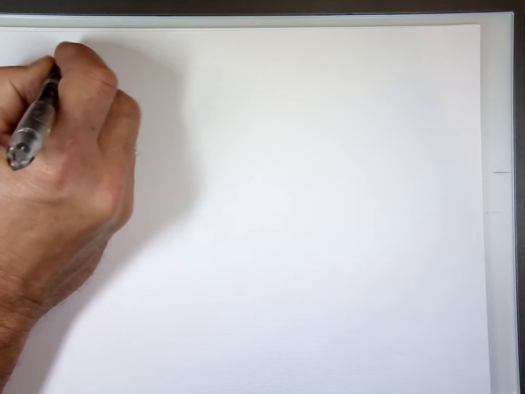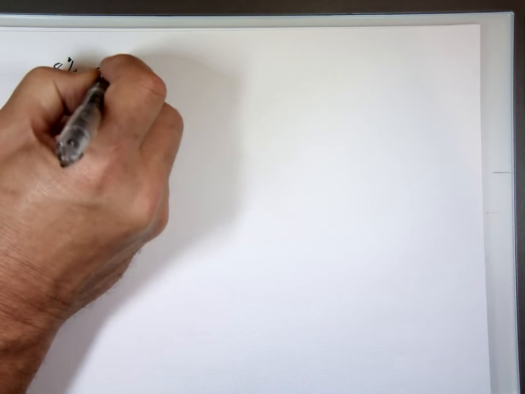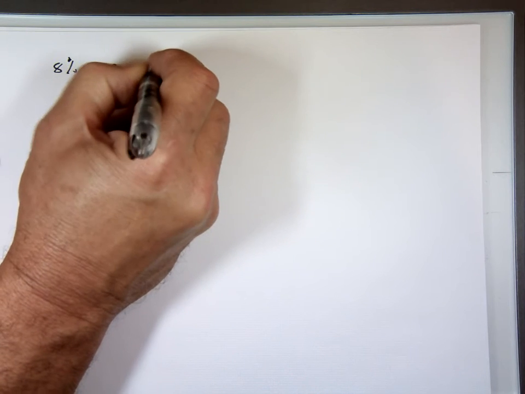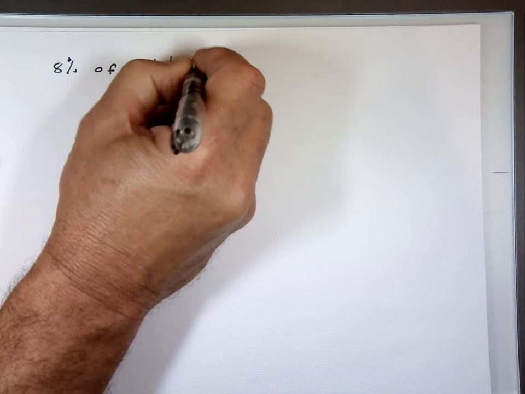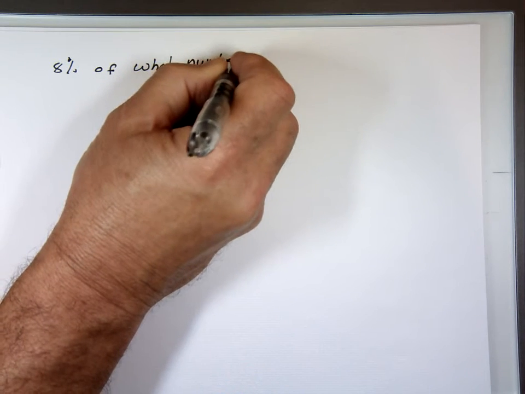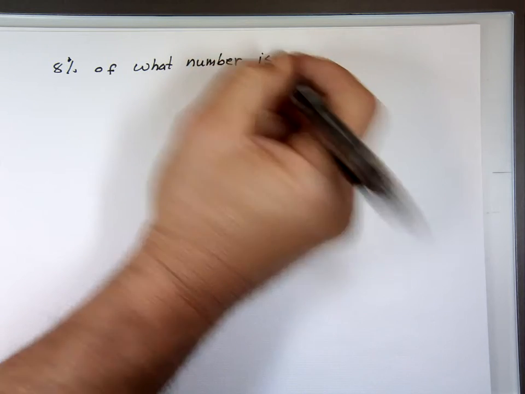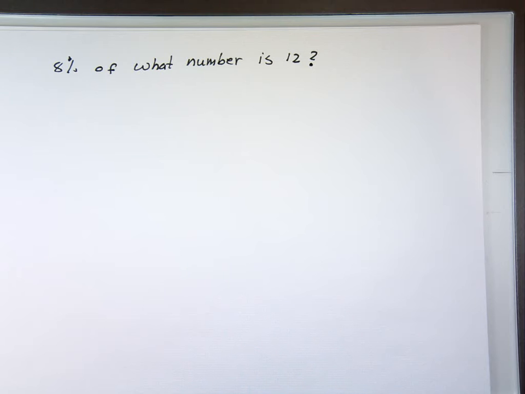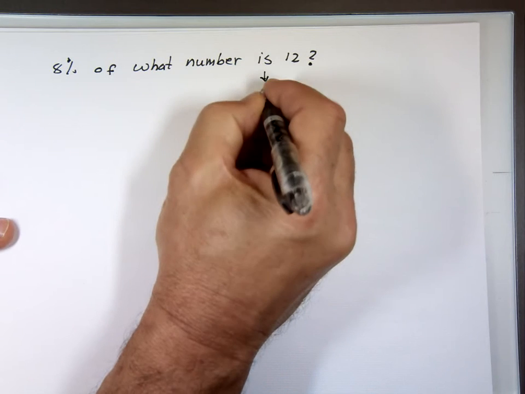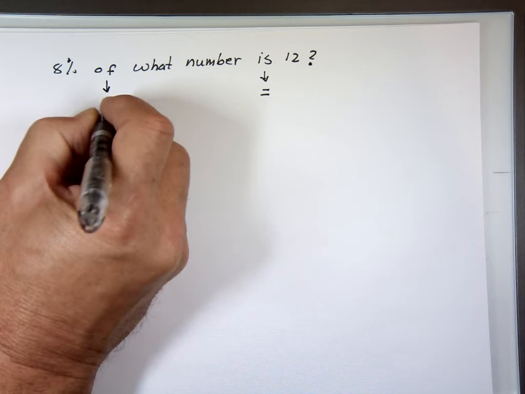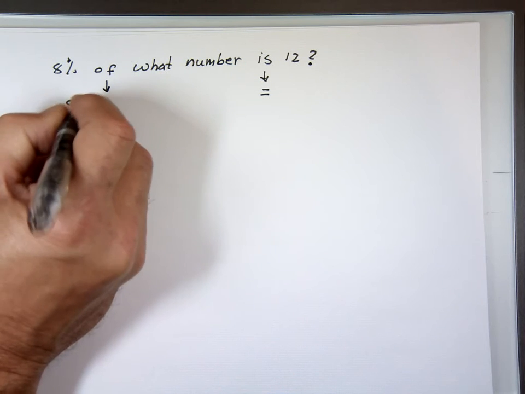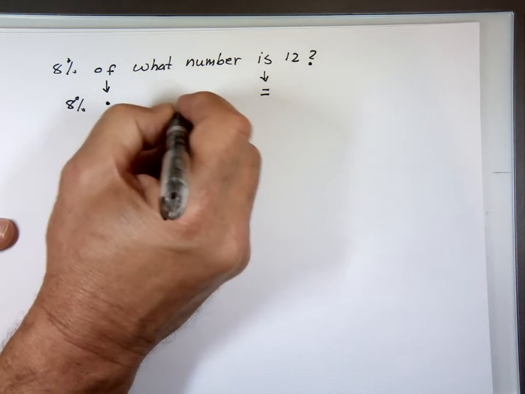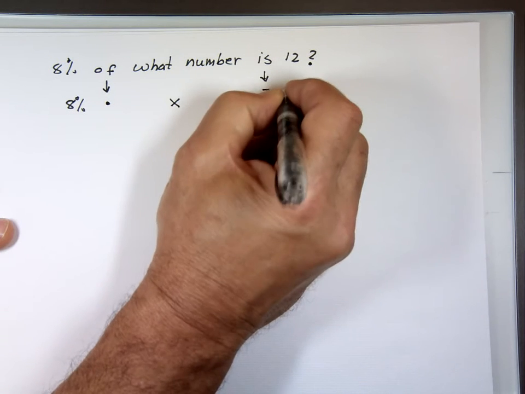8% of what number is 12? Again, if you change it, take the "is" and make it equal, take the "of" and make it multiply. 8%. What number that's unknown is what? 12.